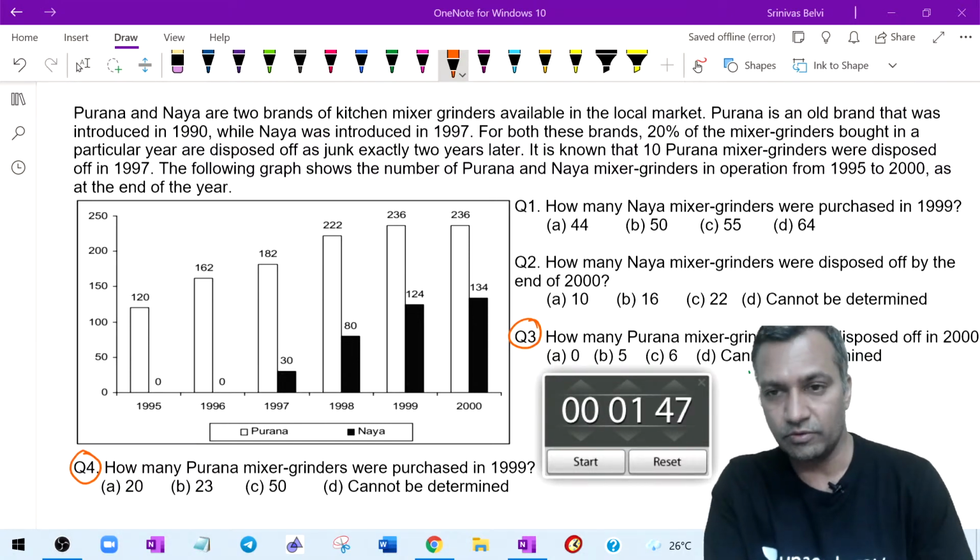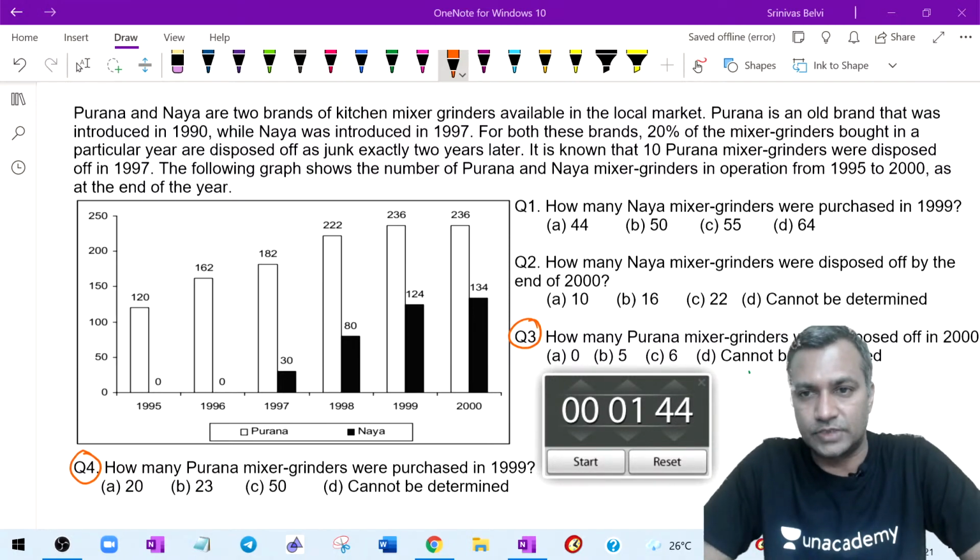Arushi, yes. These are some of the classic sets which come in CAT.